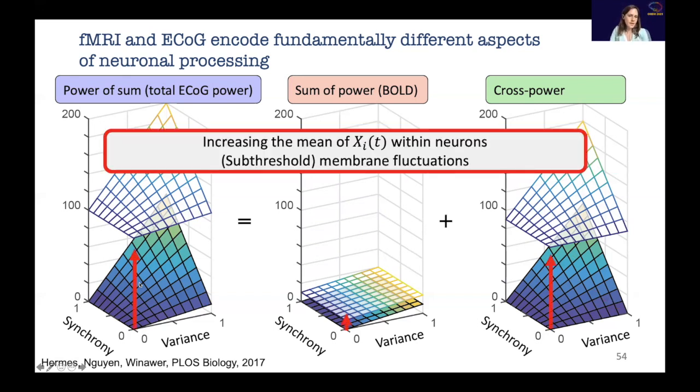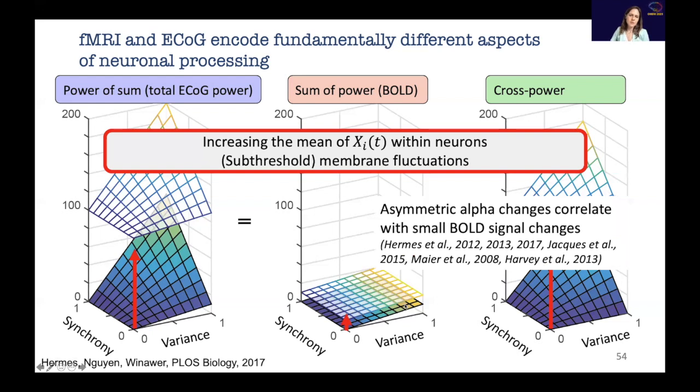And for example, we can see here that these increases in mean can have a large effect on all these signals. And it is important because alpha oscillations have been proposed to be asymmetric, changing the level of the membrane current, and these correlate with small BOLD changes. And this has been shown in many different studies, again, in visual cortex, motor cortex, language areas.